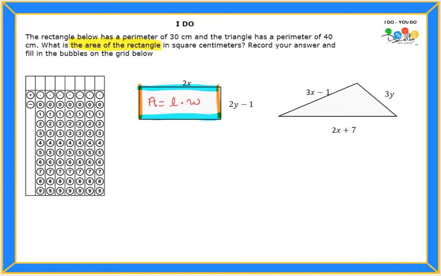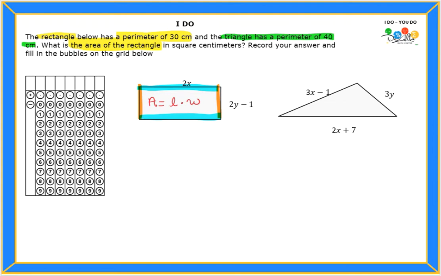Well, it says that the rectangle has a perimeter of 30 centimeters. So if I find the perimeter for this rectangle, it will need to equal 30, right? Now, what other shape are we talking about? We're talking about a triangle, and this triangle has a perimeter of 40 centimeters. Remember, perimeter means all the way around, okay? Any questions so far?